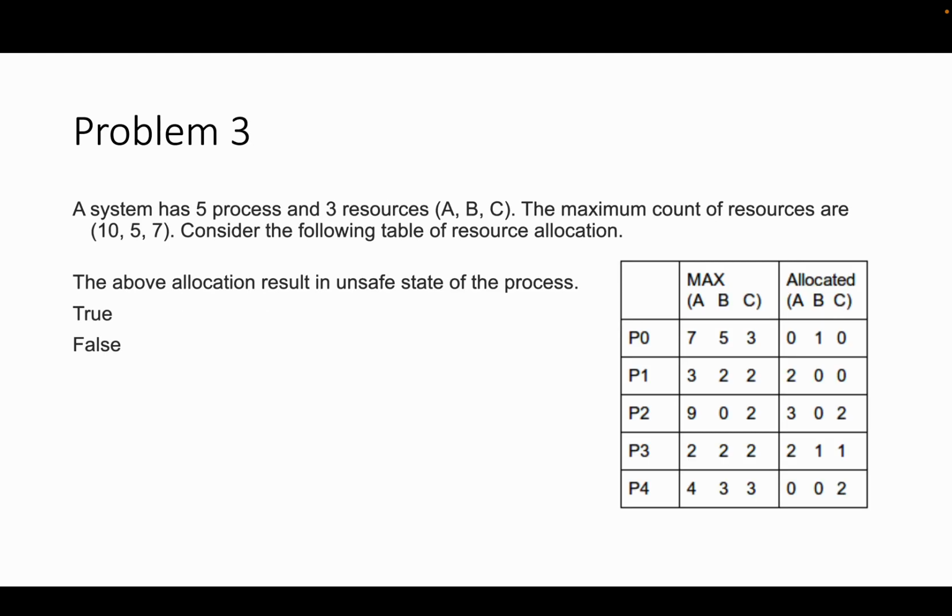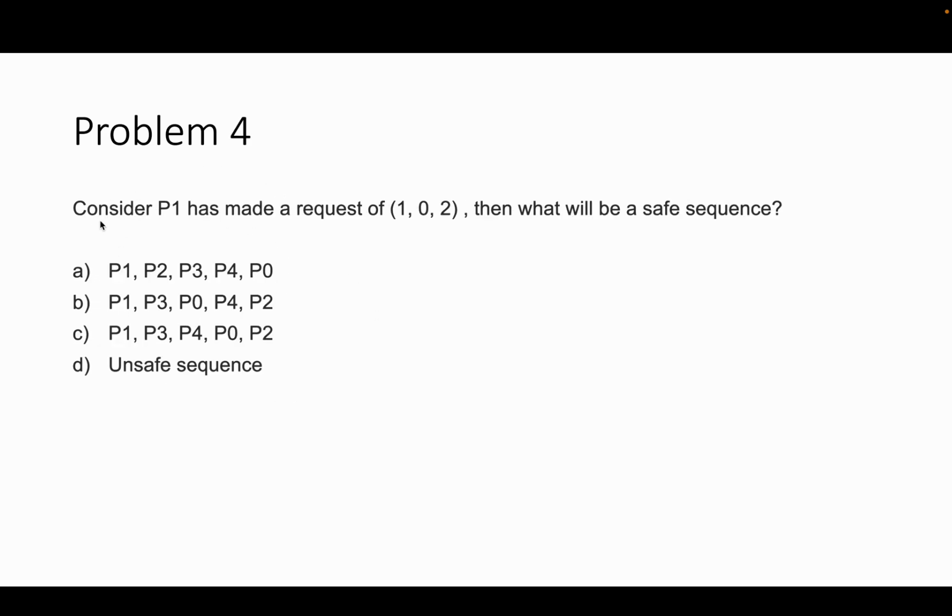So these are two related questions, and here you have been given 5 processes and you have been given the resource allocation request of these processes, which is the maximum, how many resources they can request and how many resources have already been allocated to them, and the maximum count of the resources is this. So let us solve this problem first, which is saying that consider P1 has made a request 1 0 2, then what will be a safe sequence? Which of these is a safe sequence?